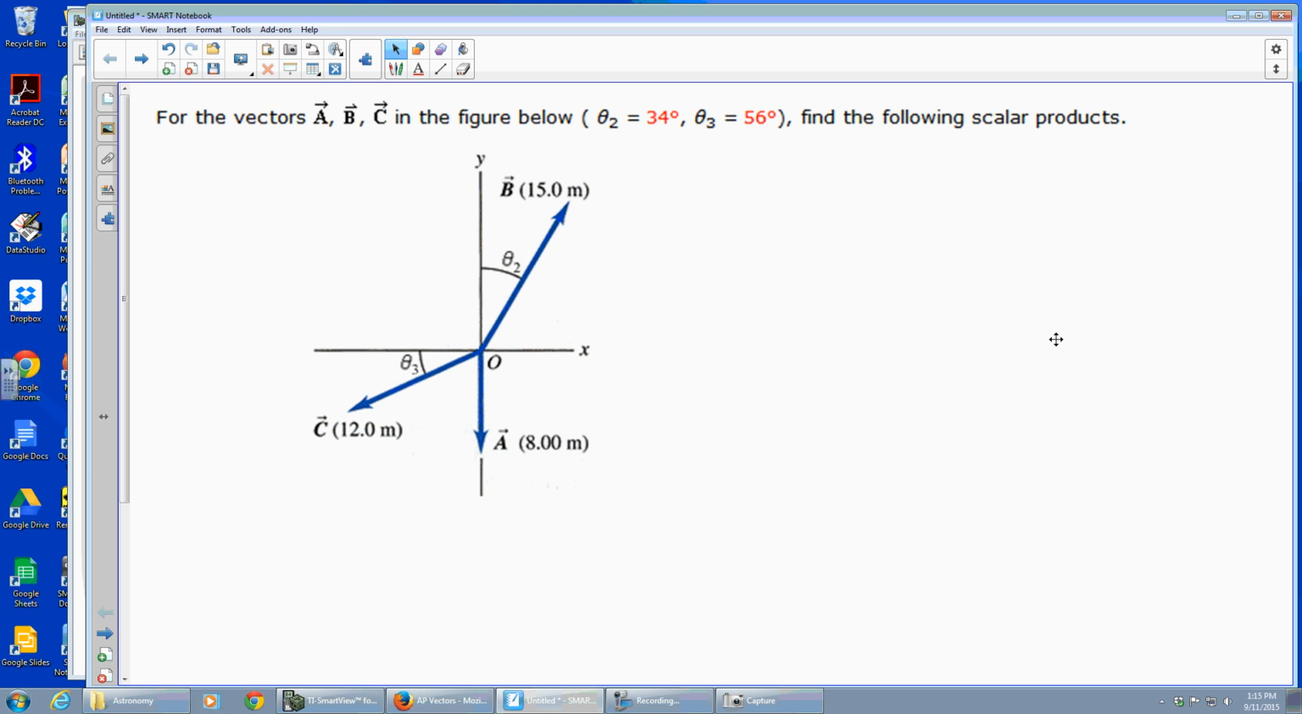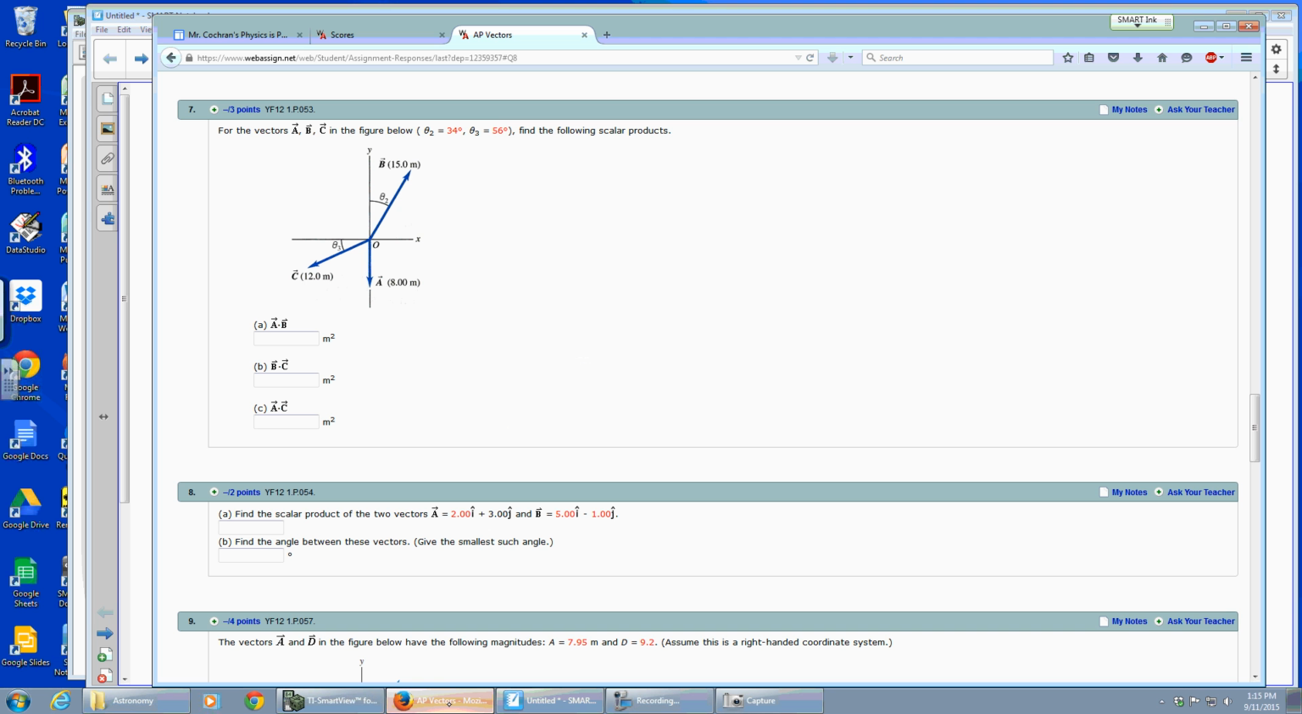Number 7. For vectors A, B, and C in the figure below, they tell us a couple of angles in there. The other one nicely goes in a cardinal direction. Find the following scalar products: A dot B, B dot C, C dot E.